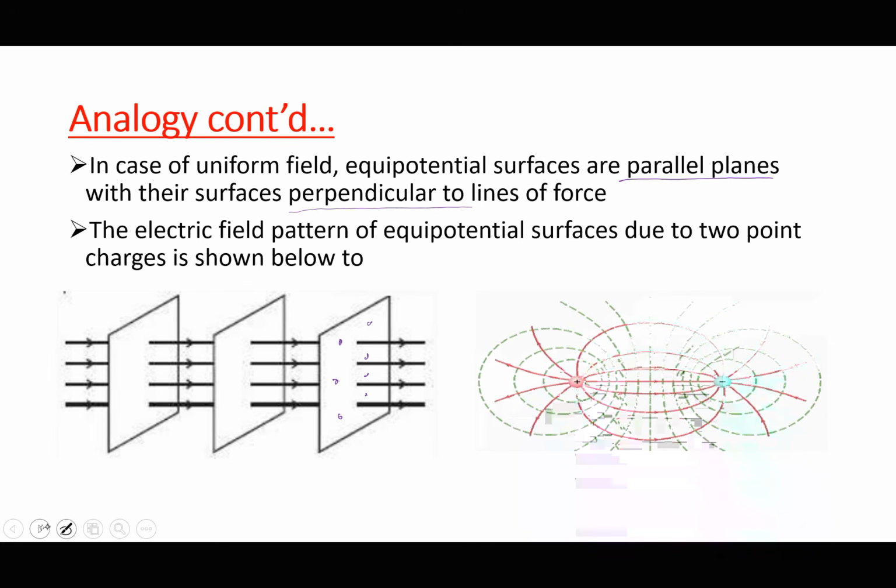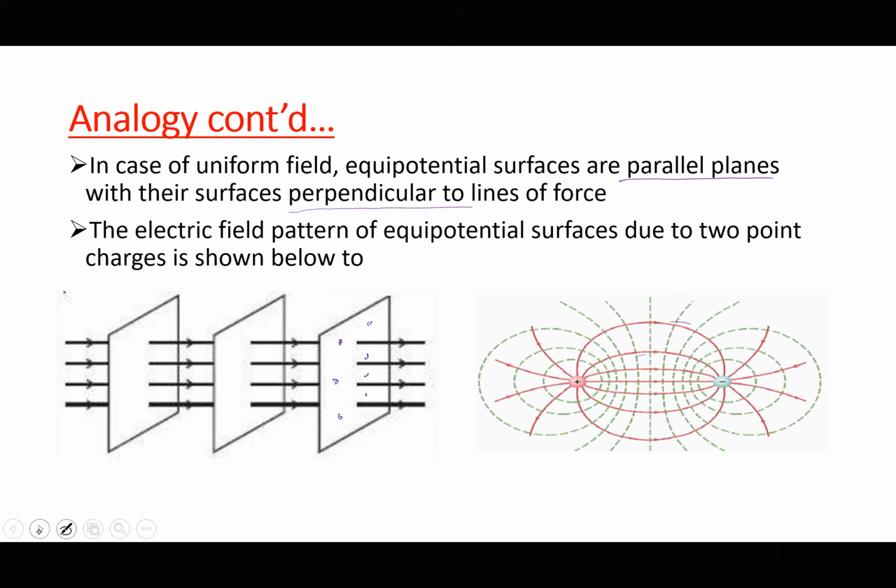For 2-point charges, at any point along this line, the potential is going to be the same. So in general, we are saying an equipotential surface is a surface where all points are at the same potential, so that moving a charge from one point to another, there is no work done.